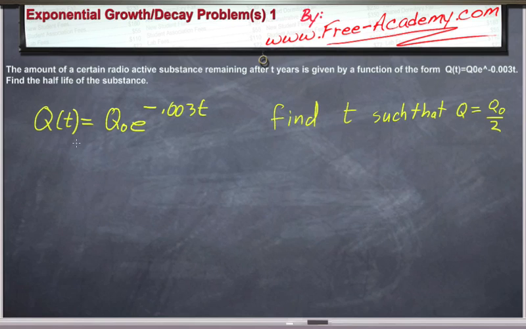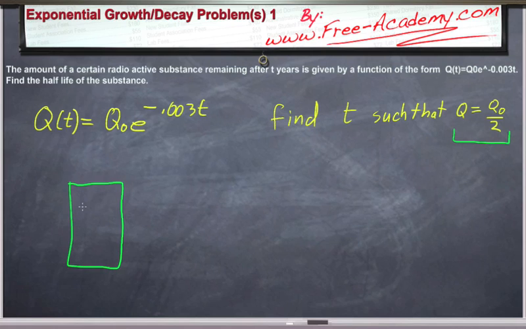We've been given the function q of t equals q naught e to the negative 0.003 t, and this is the function that describes the substance remaining after t years of a given radioactive isotope, and we want to find the half-life. What is the half-life? The half-life is the amount of time that it takes for half the substance to decay.